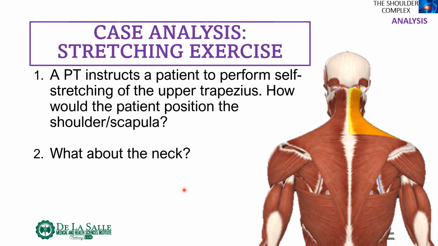Next, stretching exercise. A physical therapist instructs the patient to perform self-stretching of the upper trapezius. How will the patient position the shoulder and scapula? Next question is, how about the neck? Again, pause the video, try to answer first, then play it again to know the correct answer.